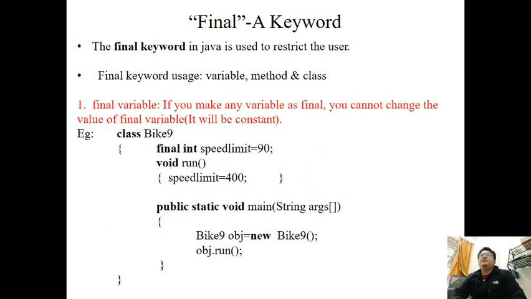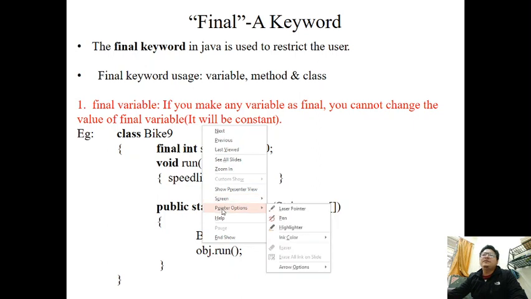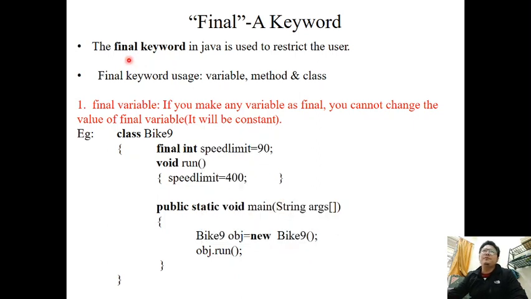There is a keyword supported in Java and the name of the keyword is final. Final is a keyword in Java which serves several purposes. You can associate the final keyword with a variable, with a method, and with a class. Whenever you associate the final keyword with each of them, it tries to restrict the user in several different ways.